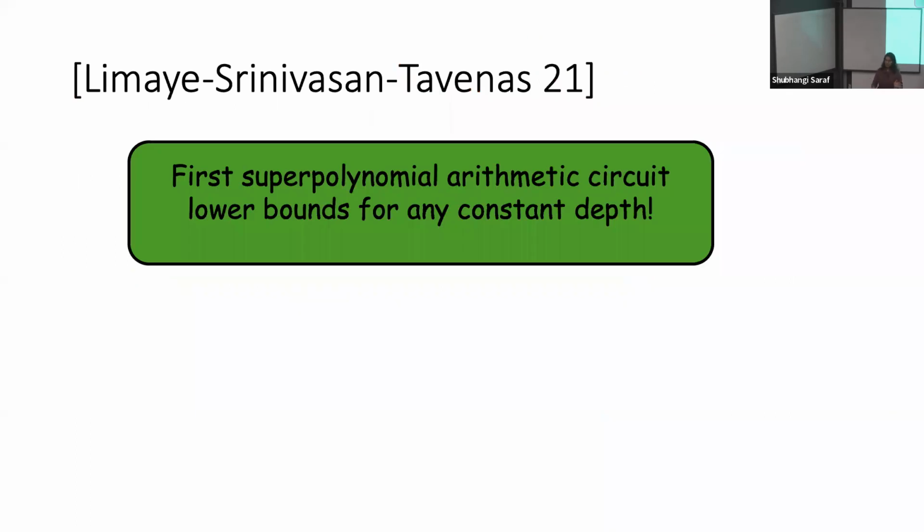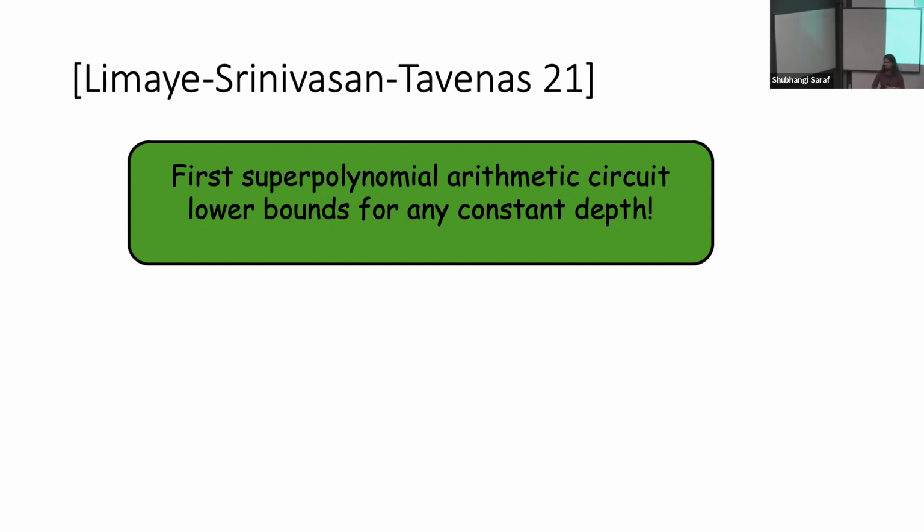Right. The big breakthrough came in 2021. This paper received the FOCS Best Paper Award. They gave the first super polynomial lower bounds for depth 3 circuits, and in fact for any constant depth circuits. It was a really cool, really elegant paper, which in one shot, for all constant depth circuits, gave super polynomial lower bounds.